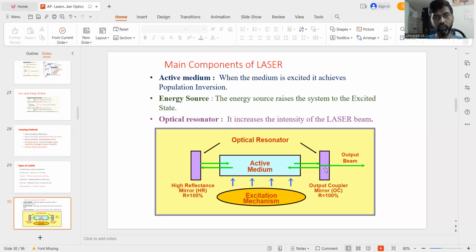Between these 2 mirrors, whatever photons are emitted from the active medium will be reflected back and forth, so that more and more stimulated emission processes will be triggered, and a highly intense beam comes out of the material from the partially reflecting mirror. This is the purpose of the optical resonator.